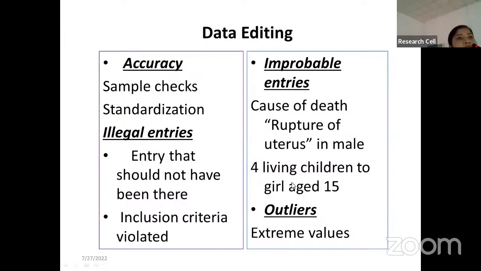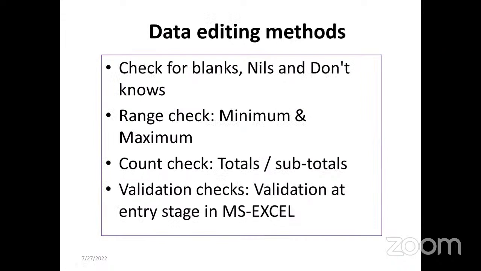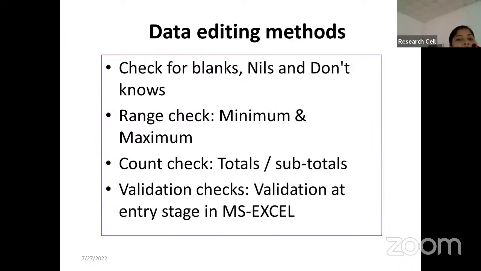Okay. Then we have the outliers. Sometimes there are some extreme values. Those are written. So that should be taken care of. And of course, the blanks, nils, don't knows, those can be checked. The ranges, what is the minimum and the maximum range of your recording, that needs to be checked. The count check, totals, subtotals, okay, check it properly at the end of it. And the validation check, validation at the entry stage in MS Excel.